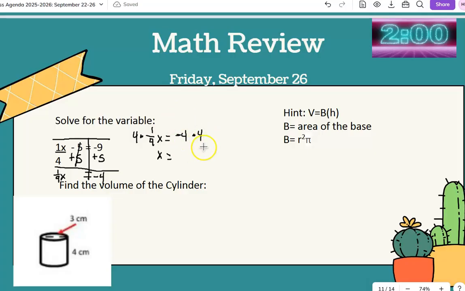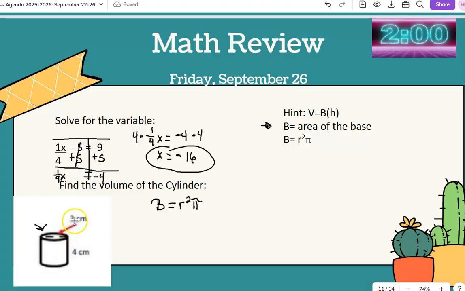-4 times 4, we didn't do this problem, but it ended up coming down to this at the end on Monday. -4 times 4 we found out was -16. So x equals -16. Then we have, find the volume of a cylinder. You have your hint up here. In order to find the area of the base, we're going to do area of the base equals r² times pi because my base is a circle.